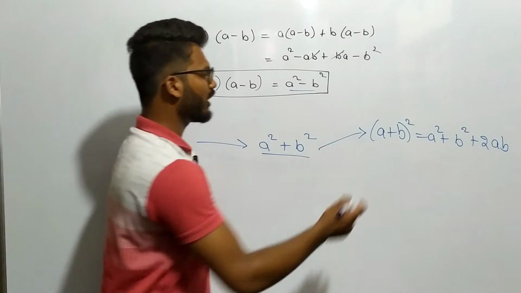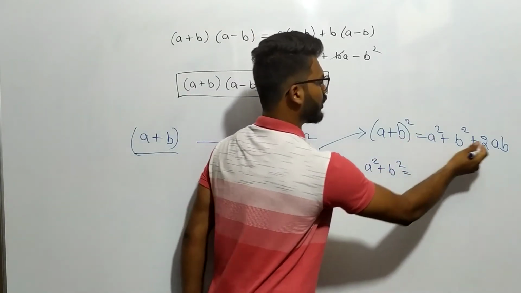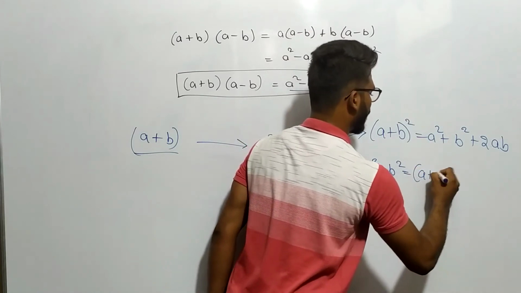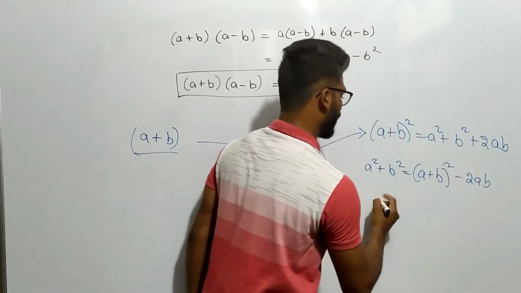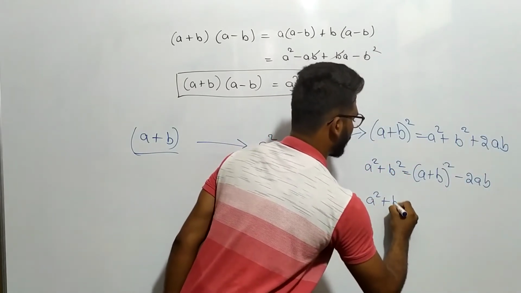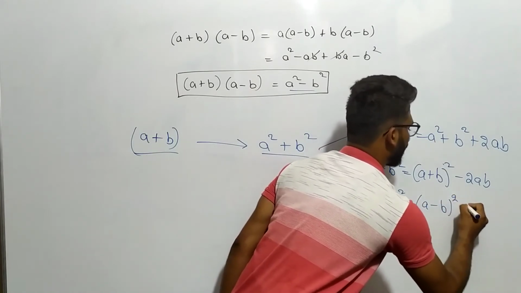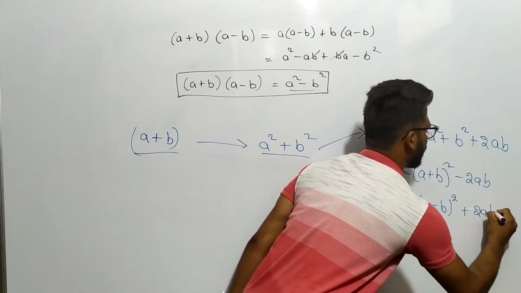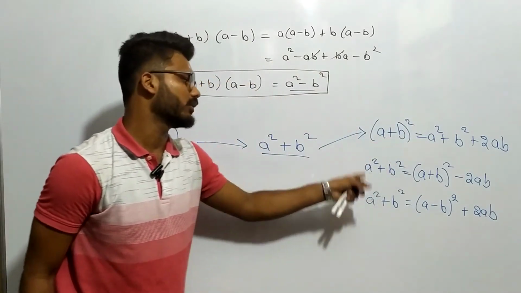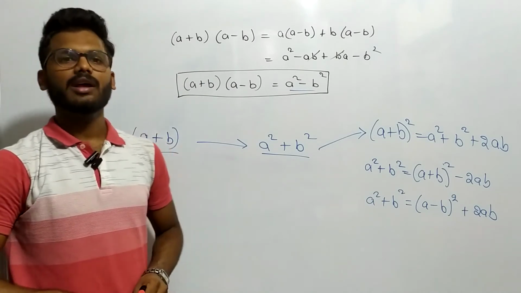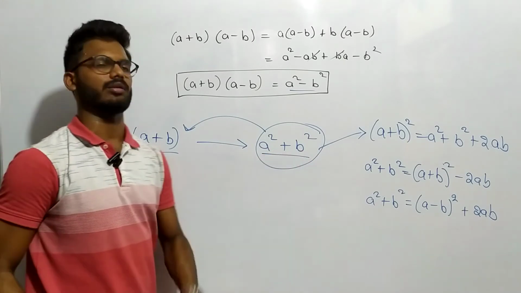Or else, if you want to write the formula directly, what will you get? a square plus b square is equal to, sending it to this side, a plus b whole square minus 2ab. Or the same formula using a minus b whole square: a minus b whole square plus 2ab. These are also two formulas, but you can derive these two from a plus b whole square and a minus b whole square. Whenever they ask to find a square plus b square, you can use a plus b whole square or a minus b whole square.